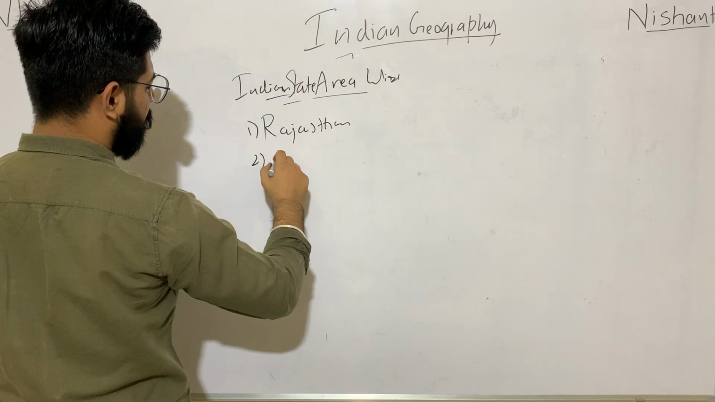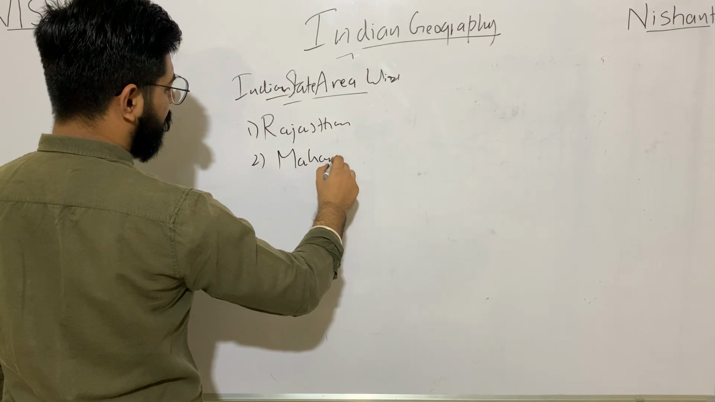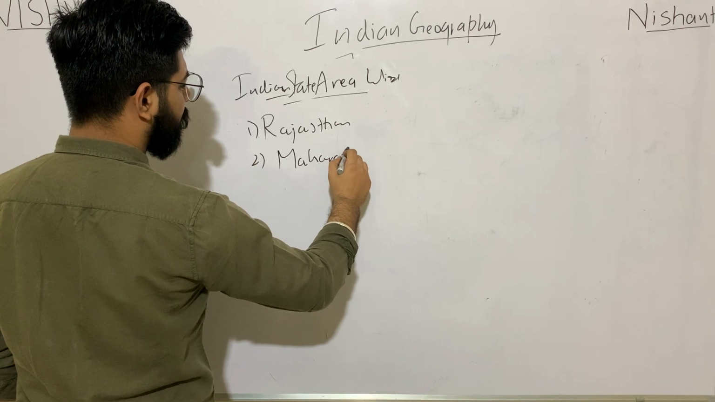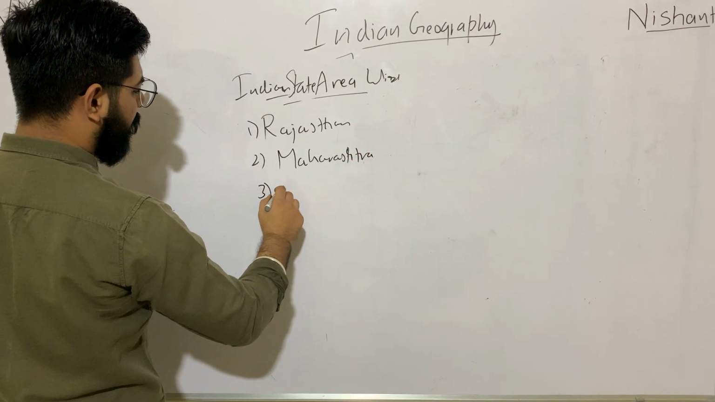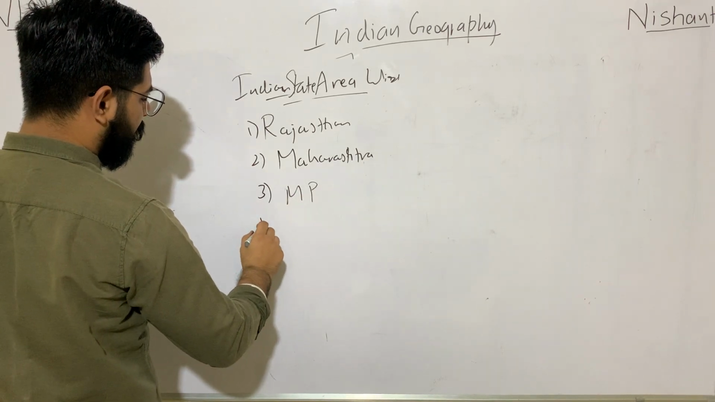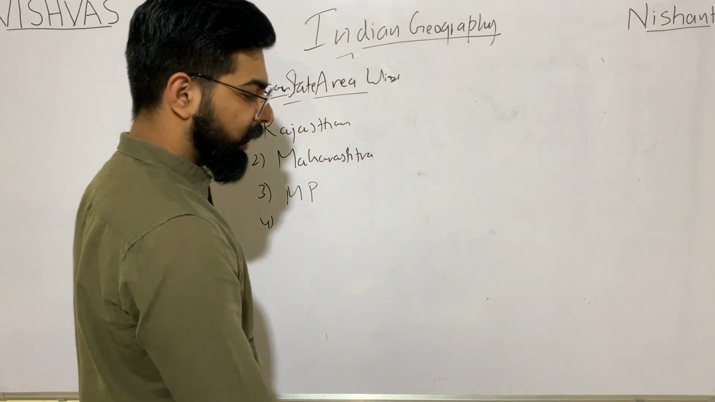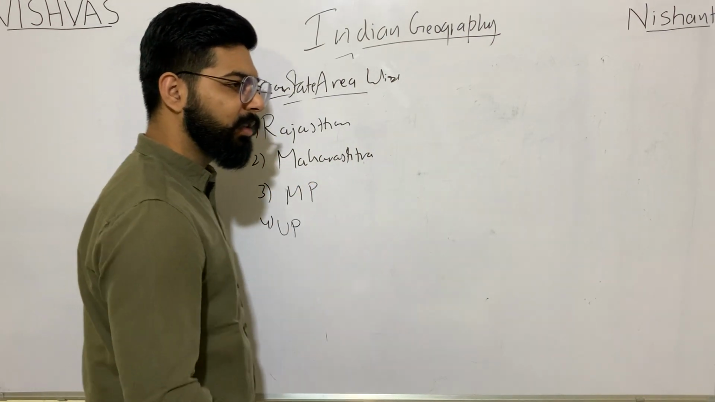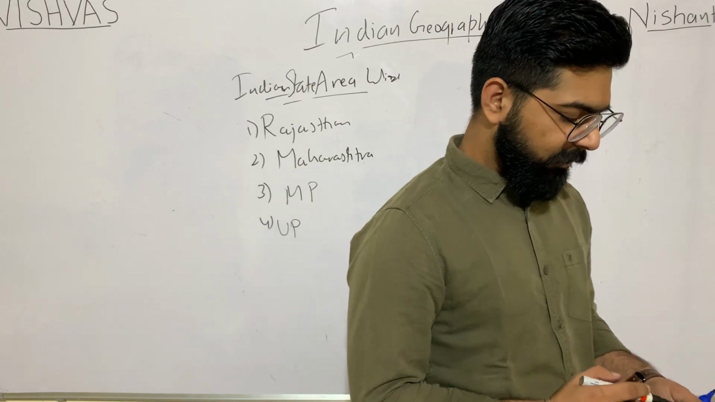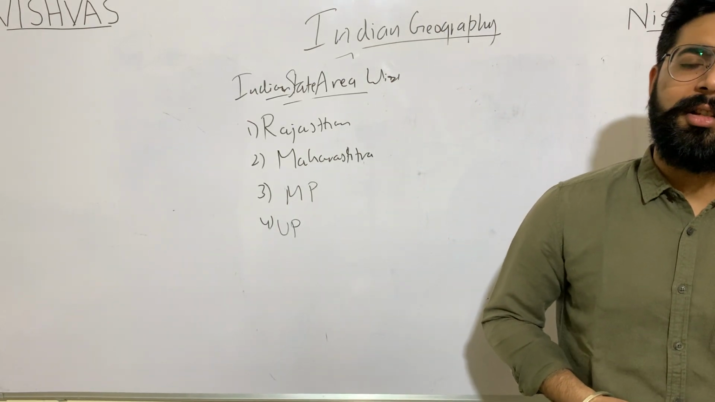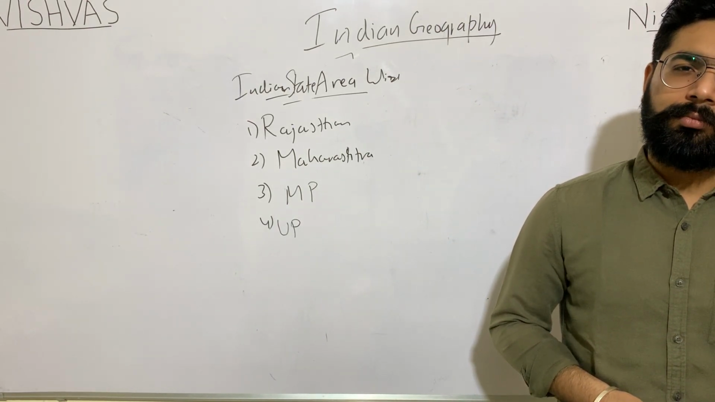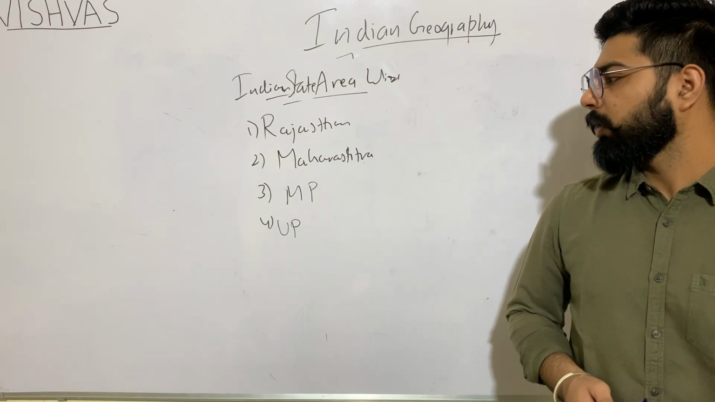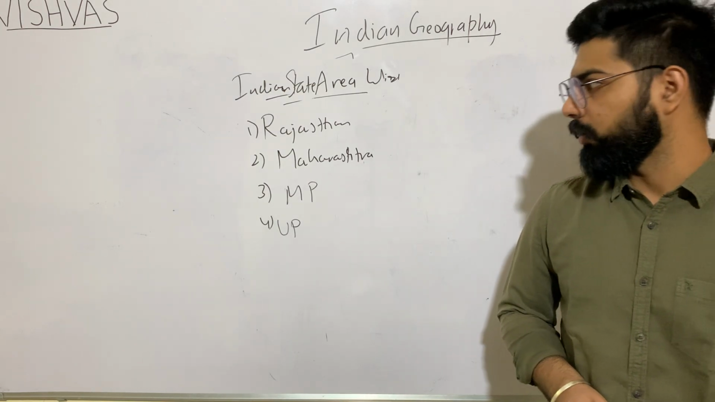Then we have Maharashtra. Then we have Madhya Pradesh. Then we have UP, but earlier it was Andhra Pradesh over here. Before the bifurcation, before the division of Andhra Pradesh into Telangana and Andhra Pradesh, it was in 4th position.